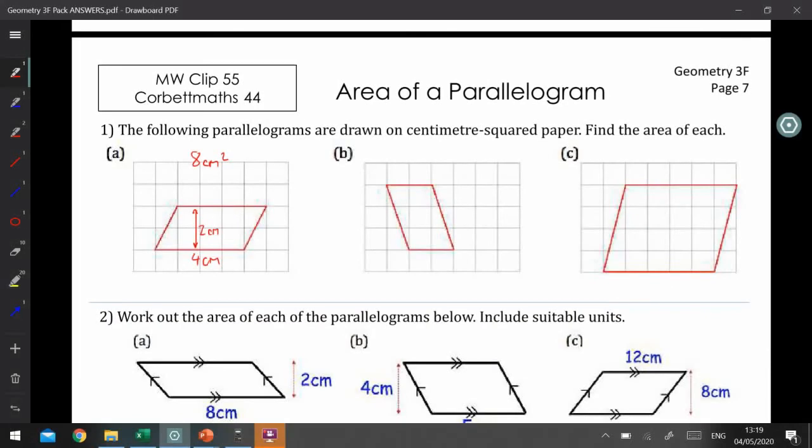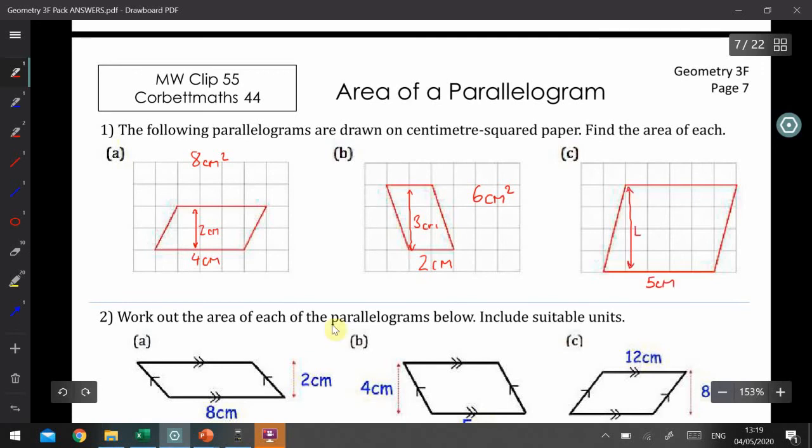Okay, this one is 2 centimetres, its base, its height is 3 centimetres, so 2 times 3 is an area of 6 square centimetres. And part C, we've got a base of 5 centimetres, a height of 4, so 5 times 4 is 20 square centimetres.